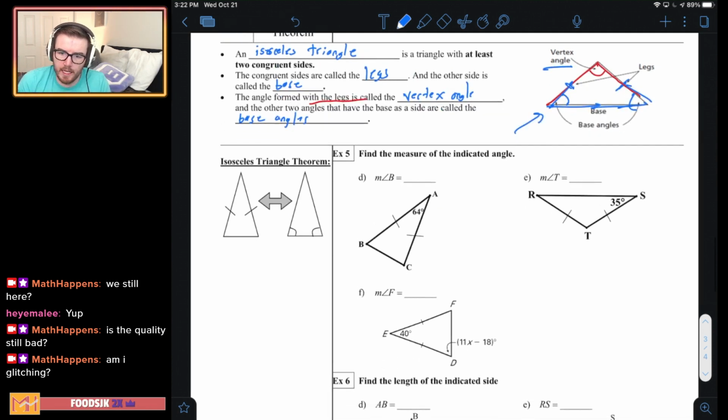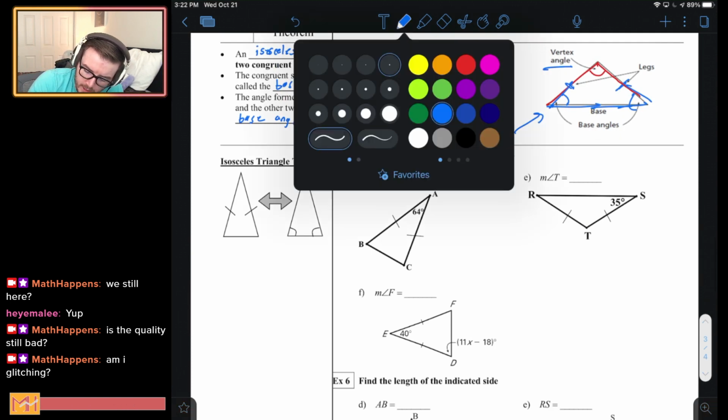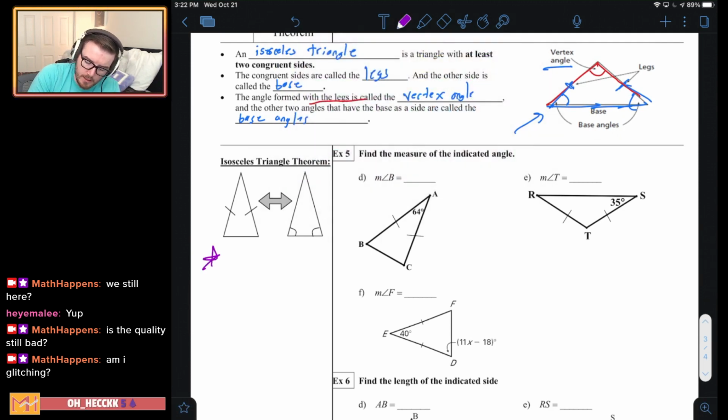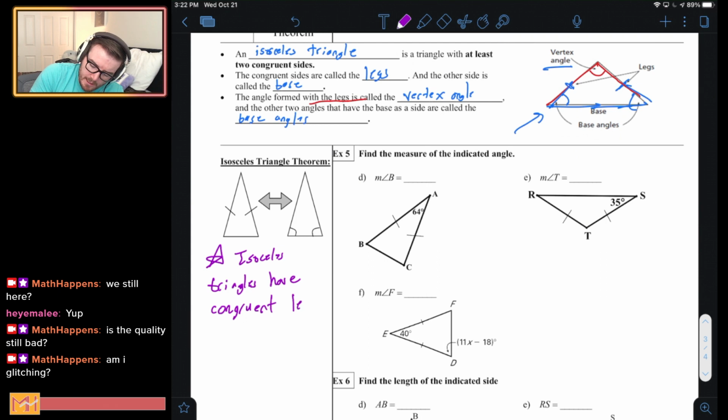So, what is so special here? Isosceles triangles have congruent legs and congruent base angles.